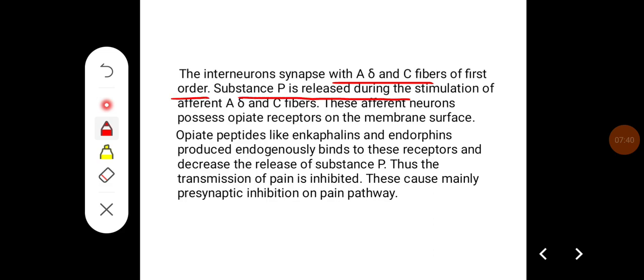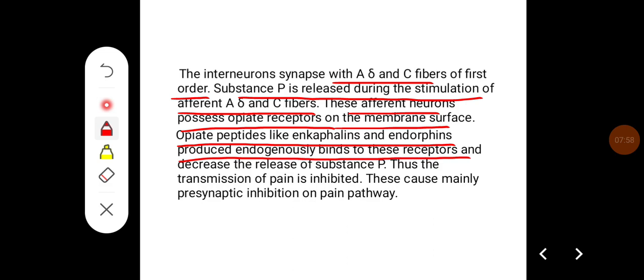Substance P is released during stimulation of afferent A delta and C fibers. These afferent neurons possess opioid receptors on the membrane surface. Opioid peptides like enkephalins and endorphins produced endogenously bind to these receptors and decrease the release of substance P. Thus, the transmission of pain is inhibited, and this mainly causes presynaptic inhibition in the pain pathway.